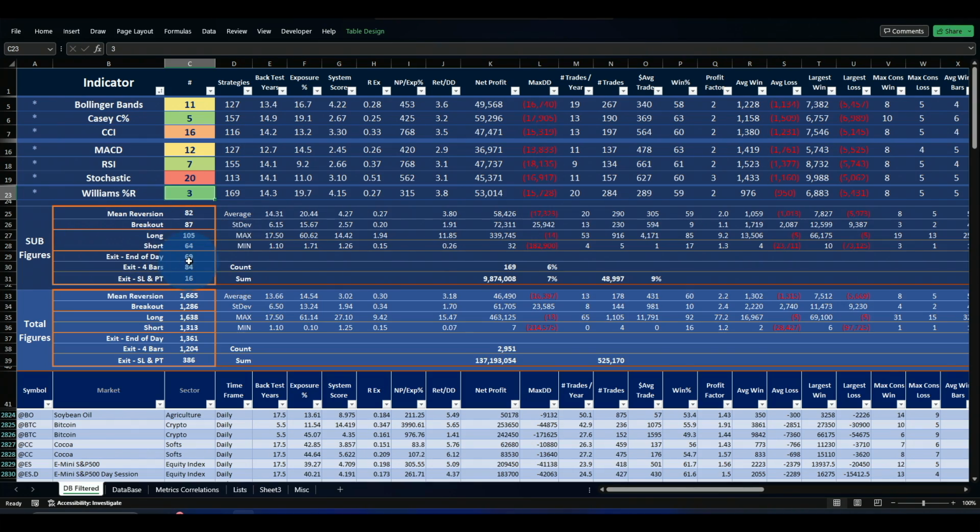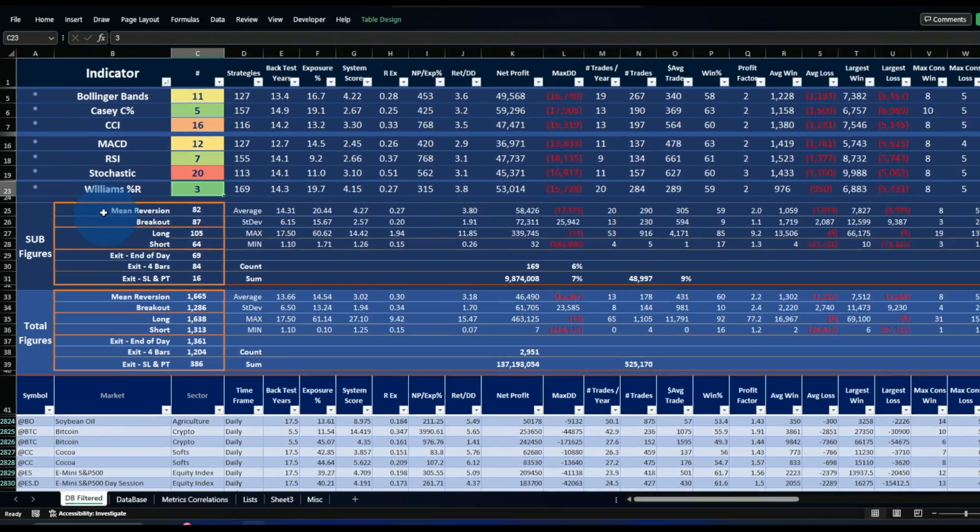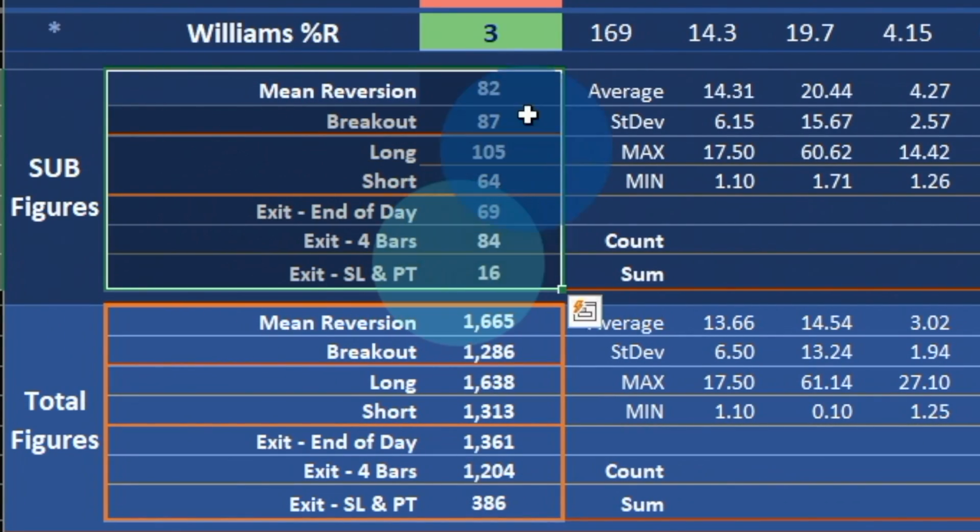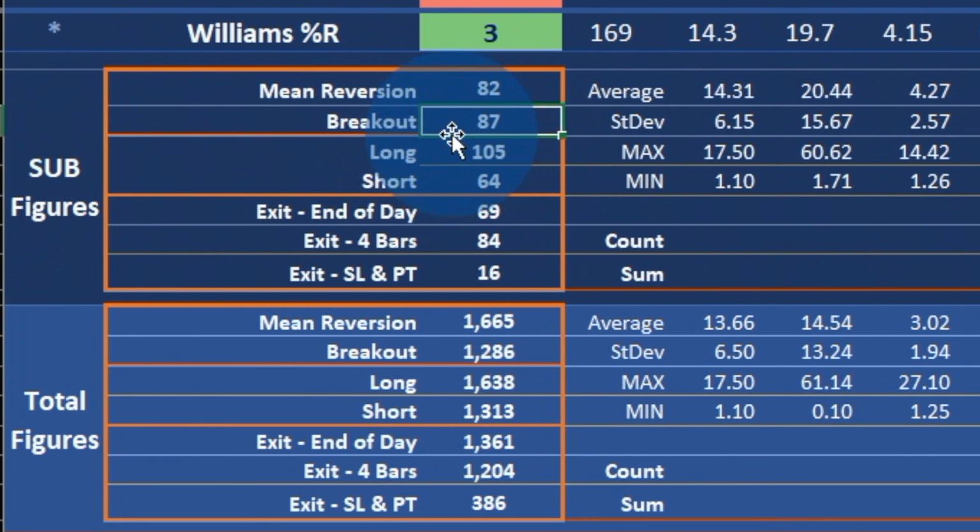Also, you can see the variety in Williams R. These numbers at the top here are only for Williams R robust strategies. So we have 82 mean reversion and 87 breakout, so they are almost split in the middle. 105 long, 64 short, so this is almost 2 to 1. And these are the exits.